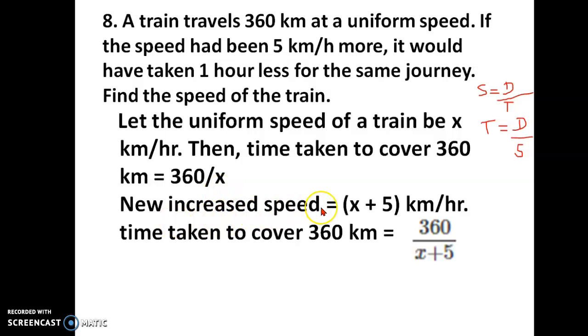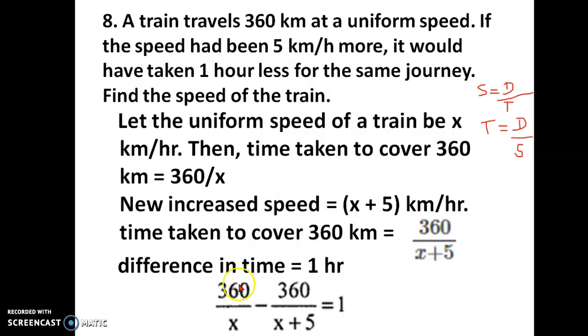The new increased speed is x plus 5 km per hour. Then for that, what is the time it takes? It is 360 divided by x plus 5, where 360 is the distance and x plus 5 is the new speed. So this much time it will take. And the difference in time is 1 hour. They have given that 1 hour less it will take. That means this time and this time differ by 1 hour. So you write it in the form of an equation: 360 divided by x minus 360 divided by x plus 5 equal to 1.